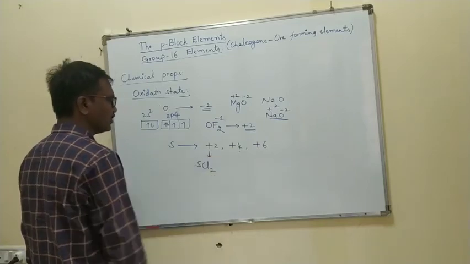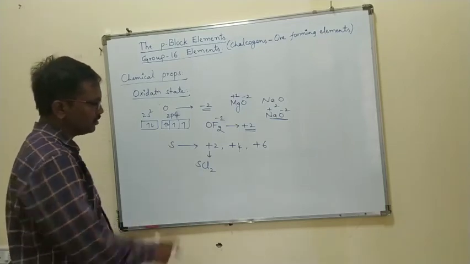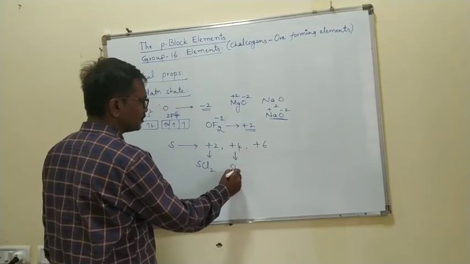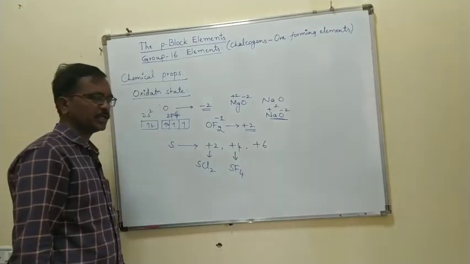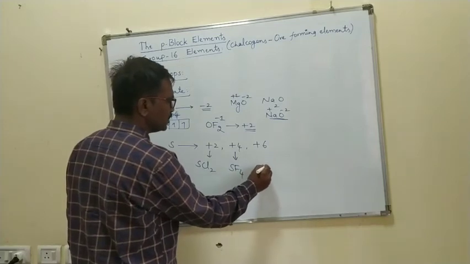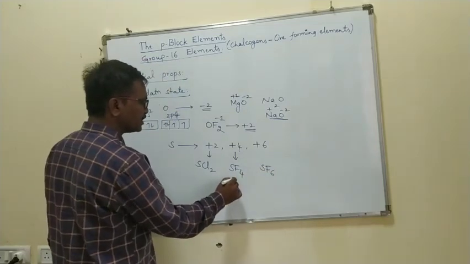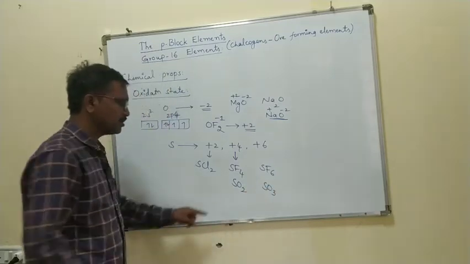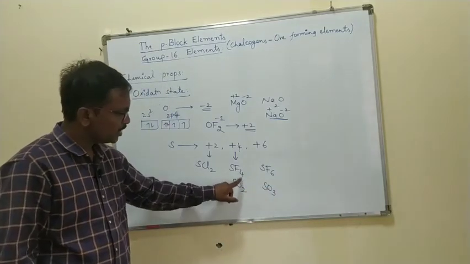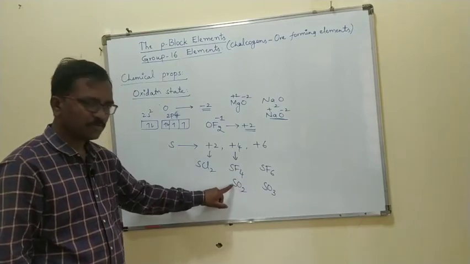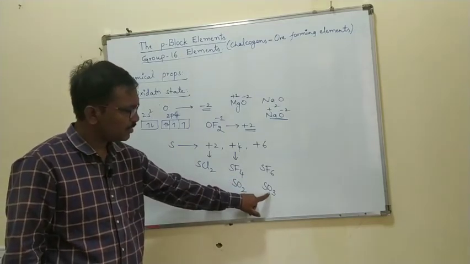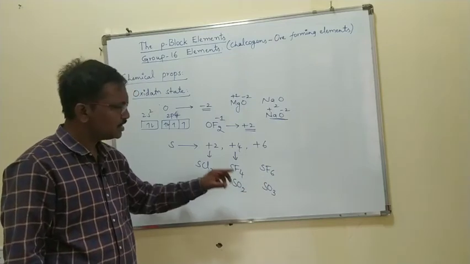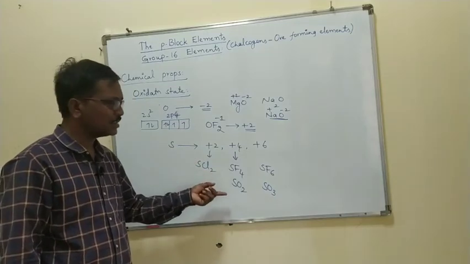SCl2: the oxidation state of sulfur is +2. You have studied SF4 and SF6 in hybridization in chemistry. Sulfur dioxide, SO2, and SO3. In SO2, what is the oxidation state of sulfur? Oxygen is -2, two oxygens -4, so sulfur becomes +4. In SO3, three oxygens -6, so sulfur becomes +6. These are the general oxidation states.